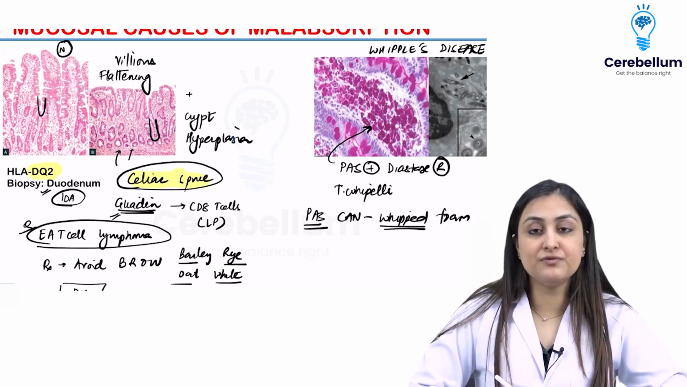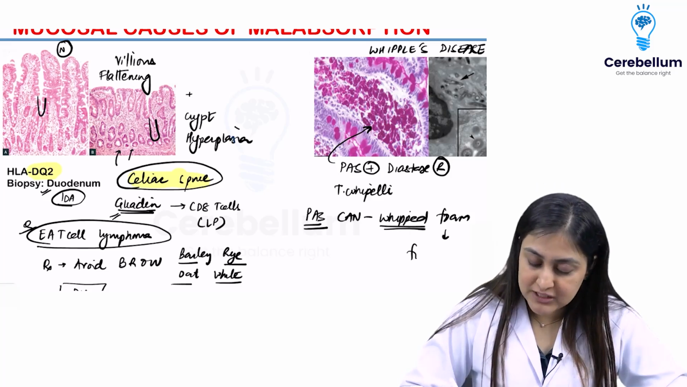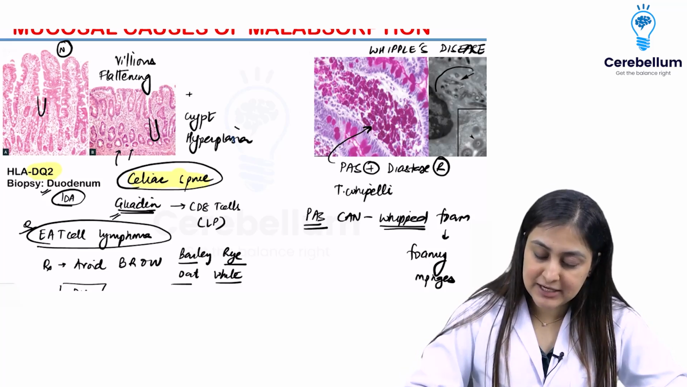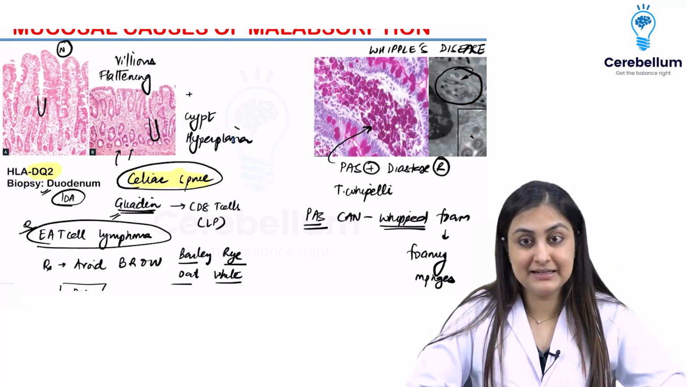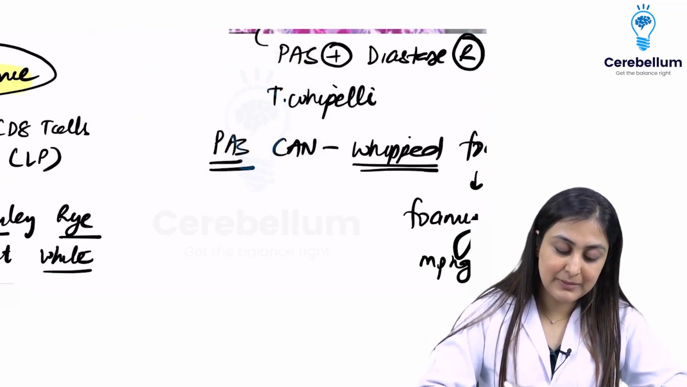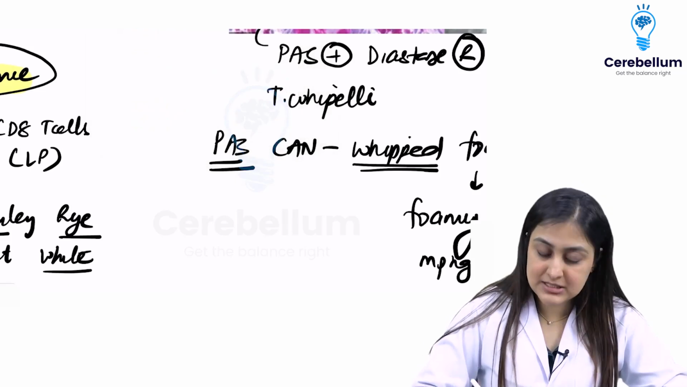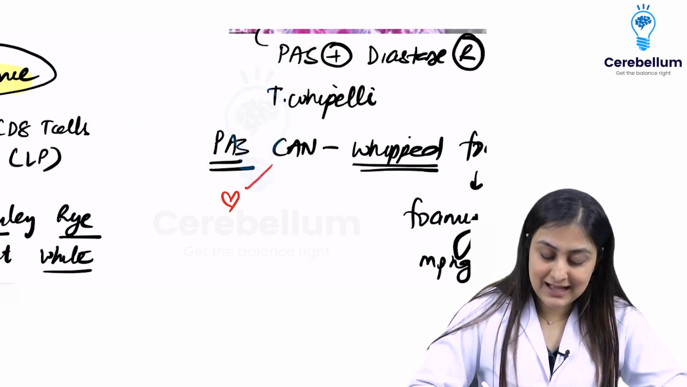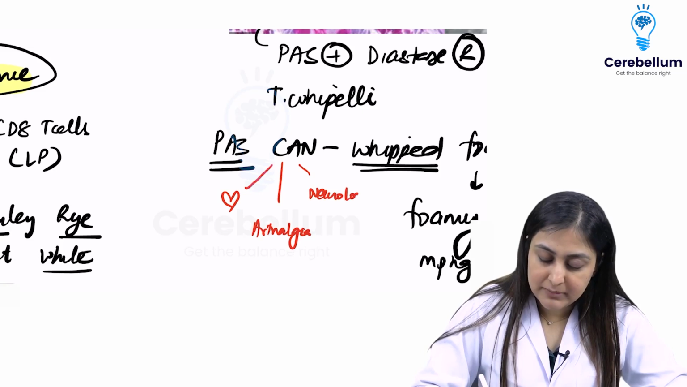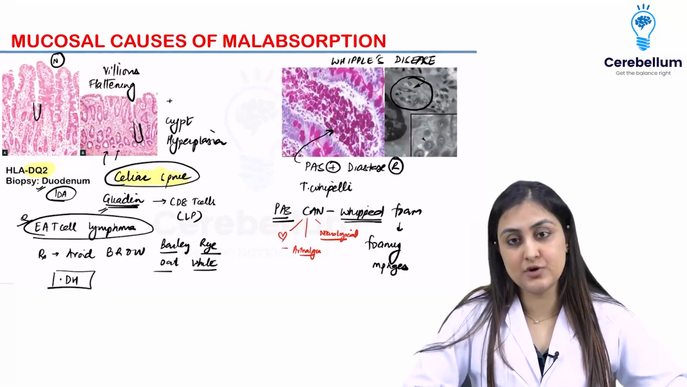Whipped foam because whipplei. Why foam? Because on histopath you are going to have foamy macrophages. Okay, so foamy macrophages, and this is an electron microscopy showing you the bacteria here. Why can? From can you remember the other manifestations of Whipple's disease. C for cardiac involvement, A for arthralgia and N for neurological involvement. Alright, so this is the triad of findings in addition to malabsorption.